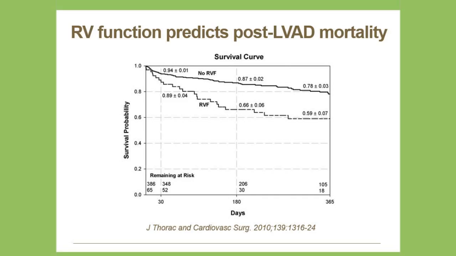The major predictors from this study for RV failure were pre-op mechanical ventilation, a CVP to pulmonary capillary wedge ratio of greater than 0.63, and BUN greater than 39.